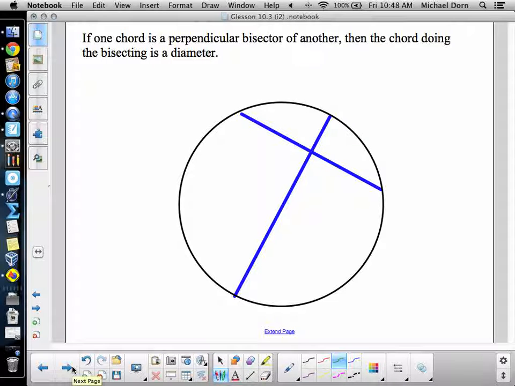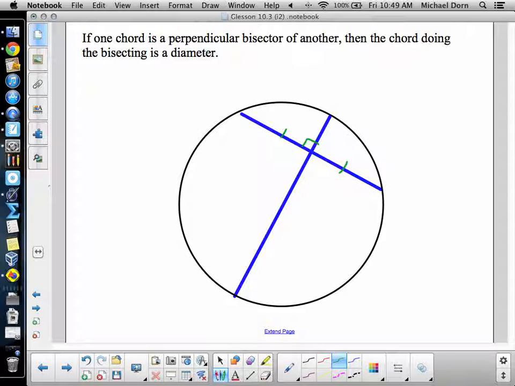Let's just go over it again. One chord, the longer chord here, is a perpendicular bisector of the other. So the chord doing the bisecting must be a diameter of the circle. Now, what's critical about the diameter of a circle? What is on the diameter? The center of the circle is somewhere on the diameter. So when I do this with just one chord and find its perpendicular bisector, that's not really that interesting.